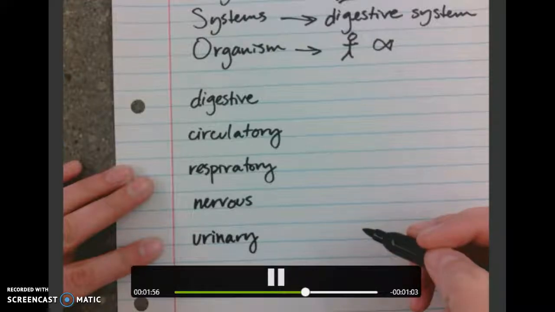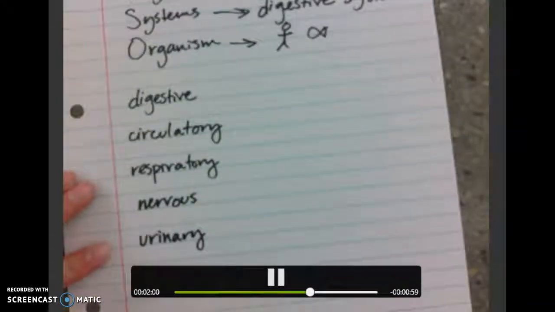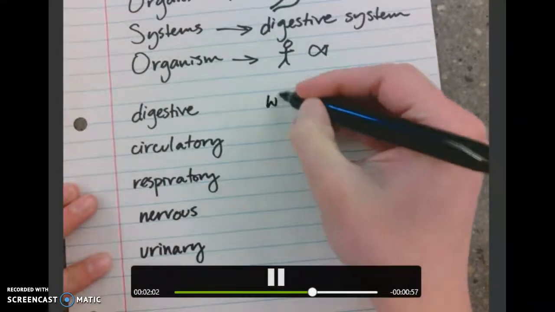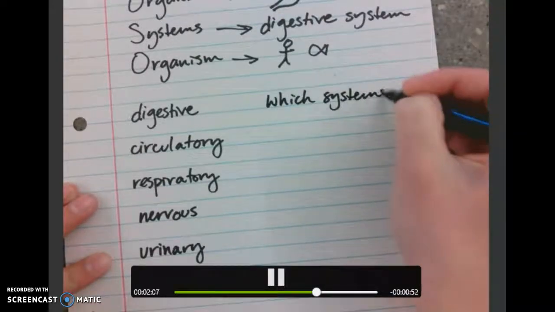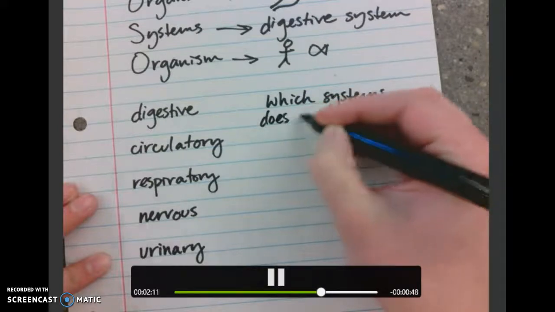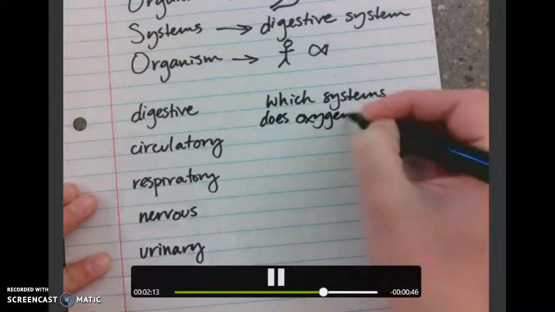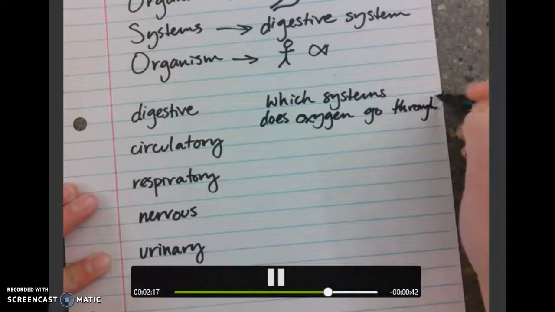There's also a couple other things you need to be able to understand. You need to know which organ systems oxygen goes through. Specifically, we breathe in oxygen into our respiratory system. And then from our respiratory system, it goes to our circulatory system because your lungs are surrounded by blood vessels.